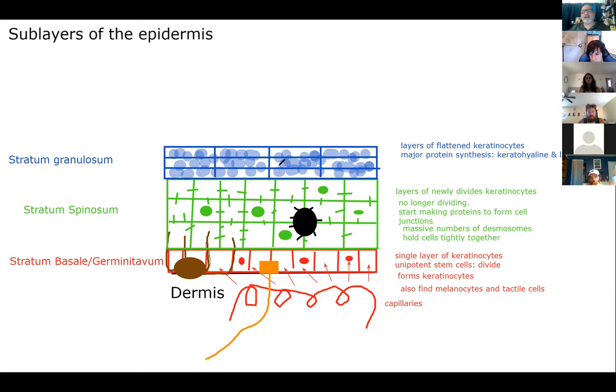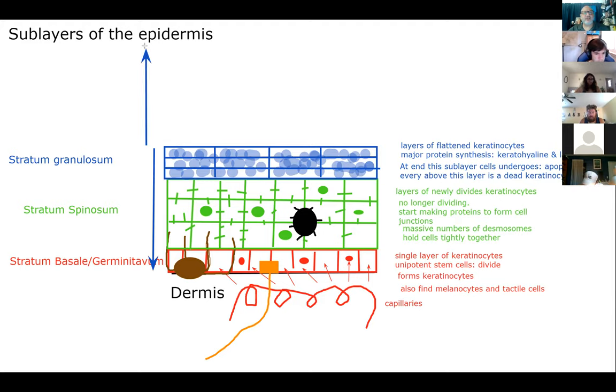So Samuel pointed out, these cells die, and not just randomly. They undergo a specialized programmed cell death. At the end of this sublayer, the cells undergo a process of programmed cell death. And anybody know what the fancy term for that programmed cell death is? There we go. They undergo apoptosis. What that means is every cell above this layer is a dead keratinocyte. So basically, from this layer down, all the cells are alive. From this layer up, all the cells are going to be dead.